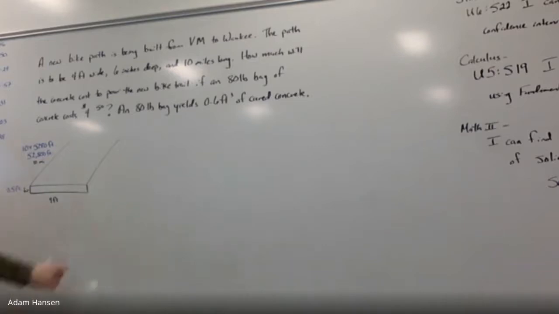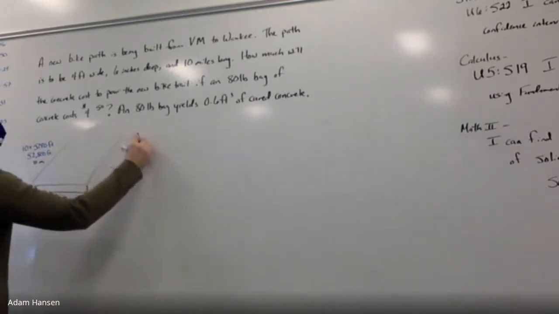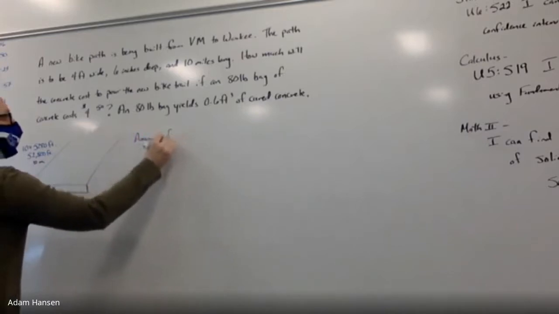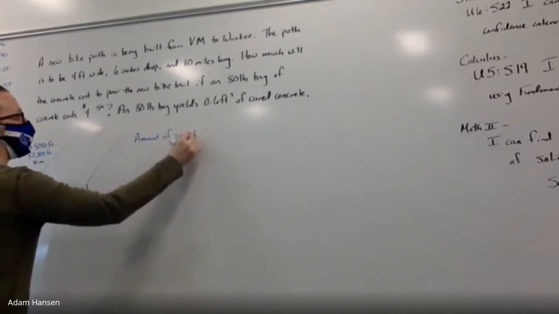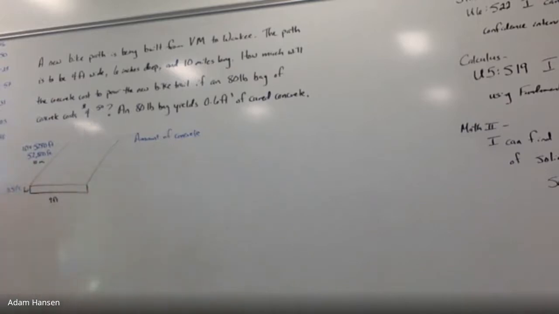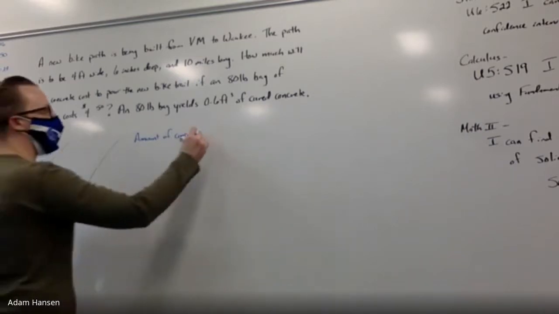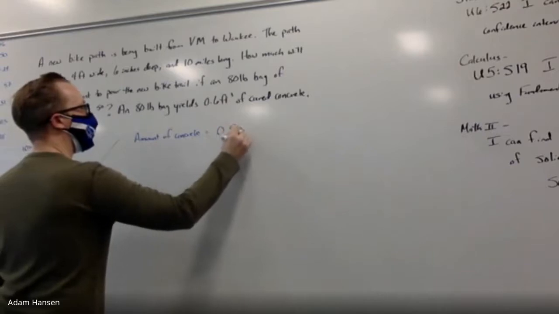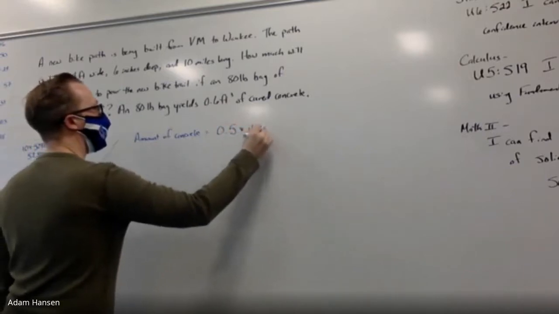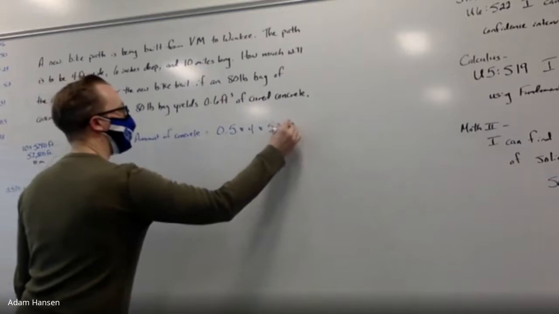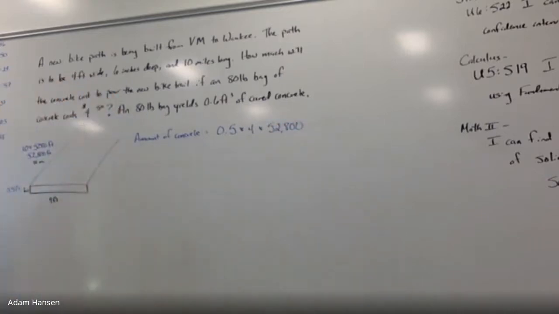If I multiply this together, what is the amount of concrete that we need to buy? 4 feet times a half a foot times 52,800 feet. I can do a little bit of math, but that's a little above my pay scale here. We will grab a calculator. What is 1/2 times 4 times 52,800?